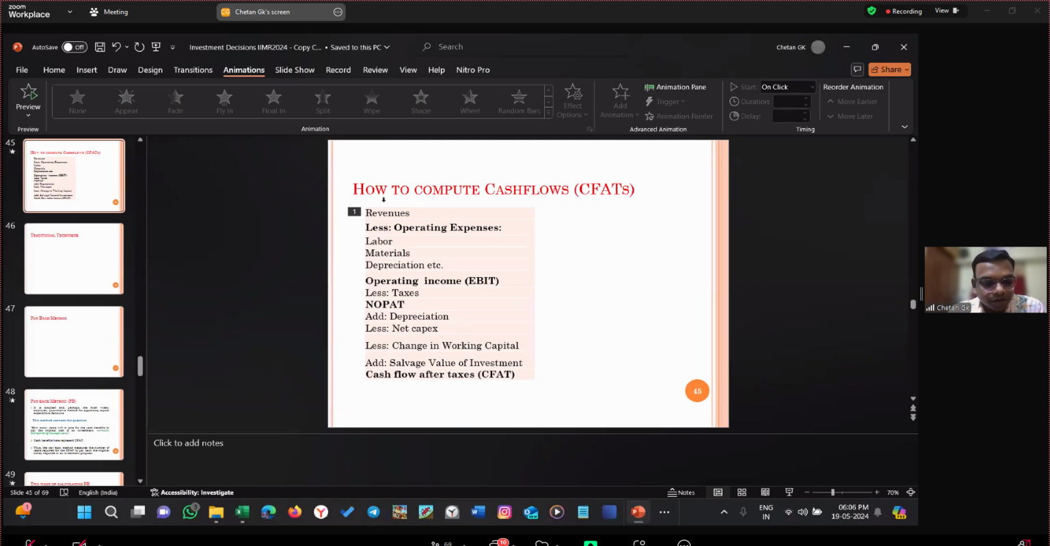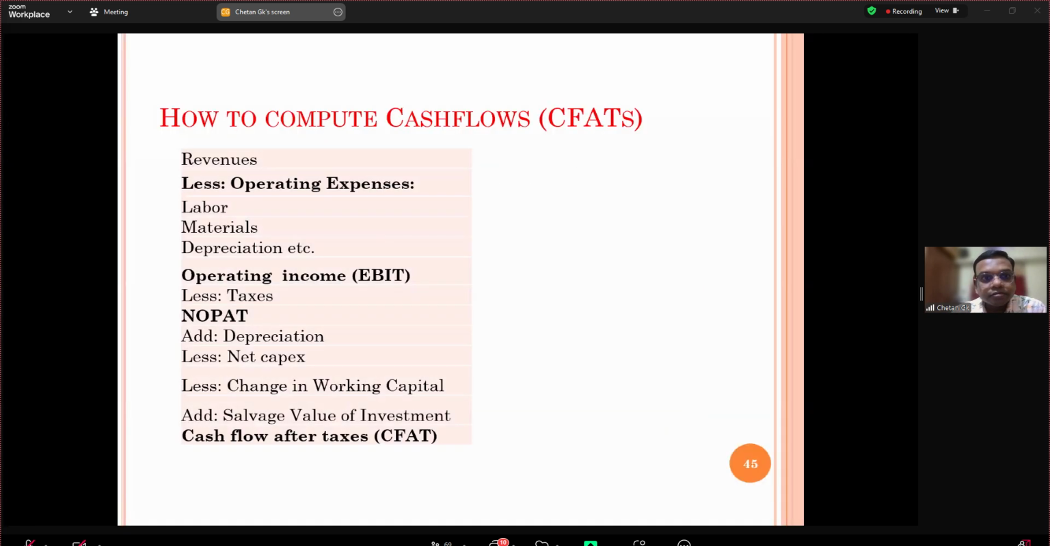Just a minute. Yeah, is it visible? Cash flows are also called CFATs, cash flows after taxes. You can see revenues are there for your company, less operating expenses. What are the operating expenses? Here, all the expenses like labor, material, depreciation, etc. That is what your operating expenses are.